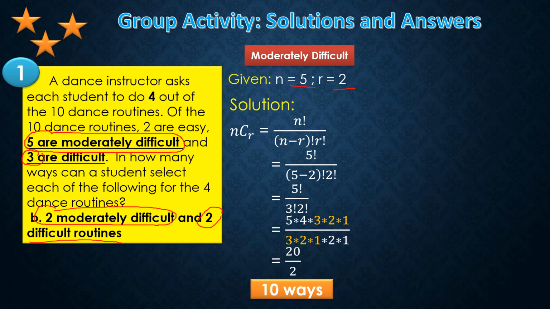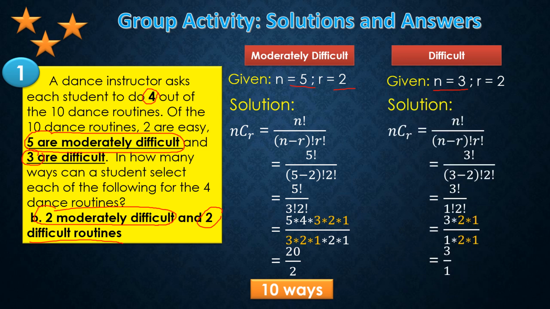The other half, since the total of the combination should be 4 as a whole, okay, 4, so the 2 are for difficult. Take note, our n, the choices based on the problem, is 3, and our r is 2. Okay? For the solution, just substitute, class, and simplify. Final answer is 3 ways. We get 3 unique combinations for difficult and 10 for moderately difficult.